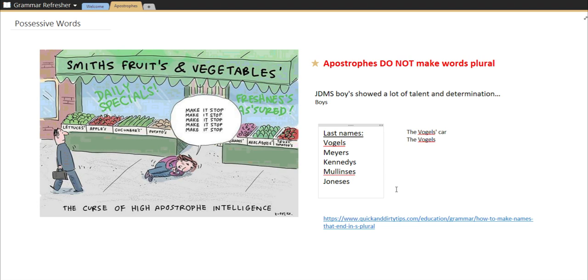Now, if this is awkward, let's say we're writing that Christmas card and we're going to sign it, Love, the Mullinses. You can write it this way, with the ES at the end. Or to avoid that confusion, you may just say from the Mullins family. And this is not a possessive use of the word Mullins, so we're not going to use an apostrophe there. Now, Joneses, if you say keeping up with the Joneses, you would add the ES there to it.